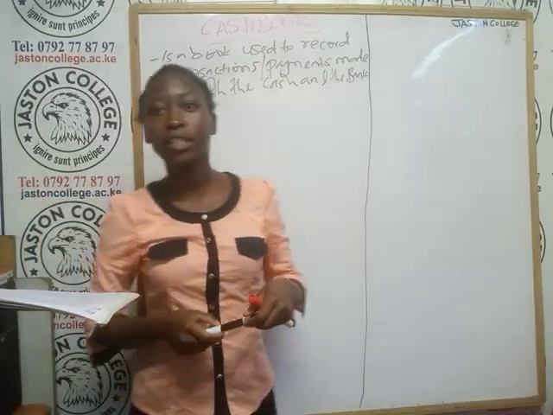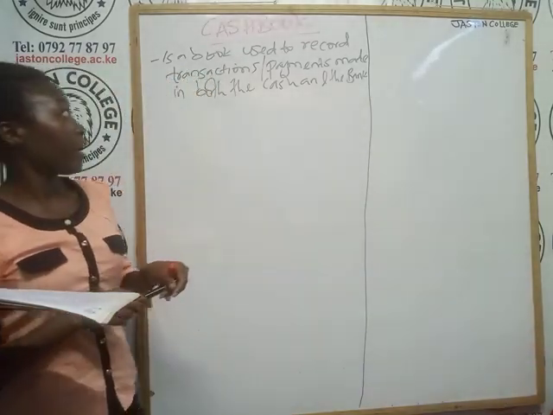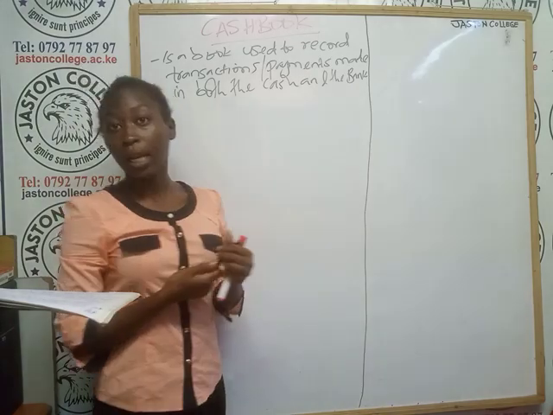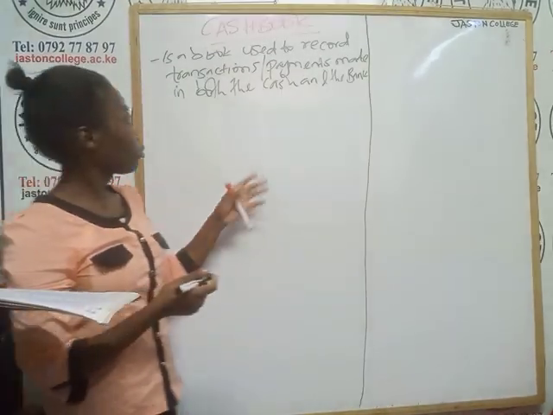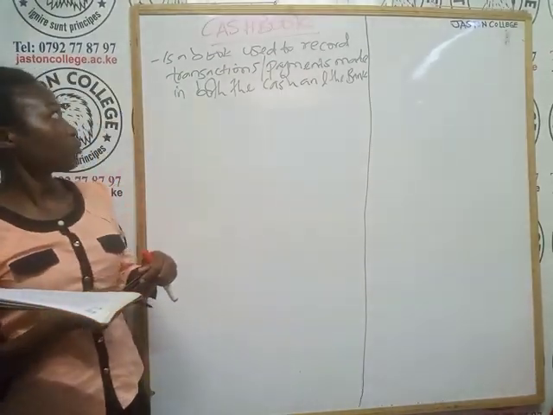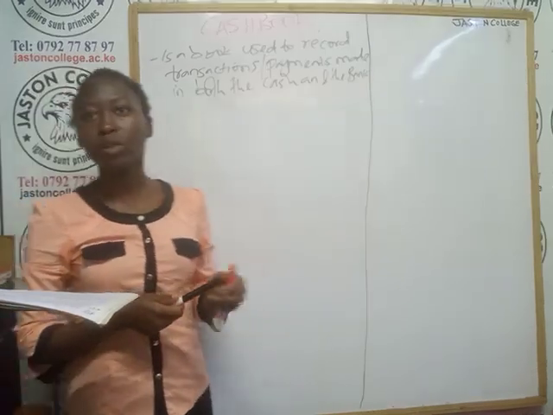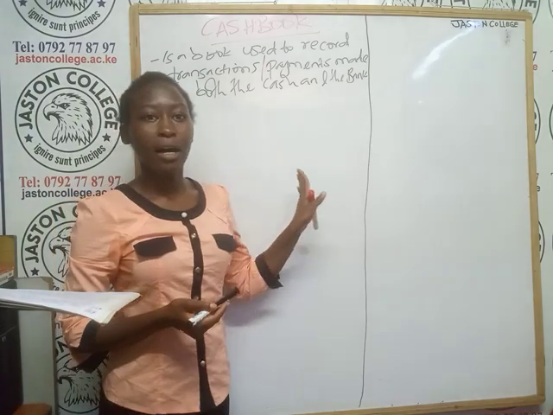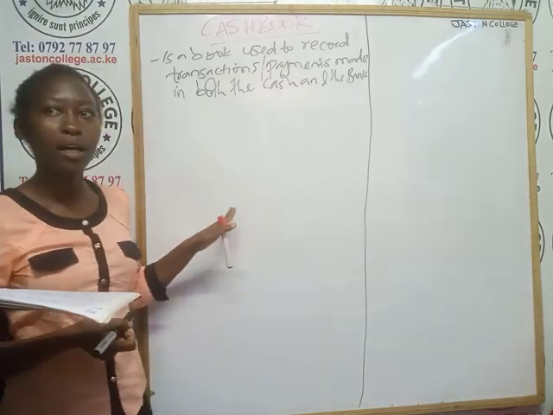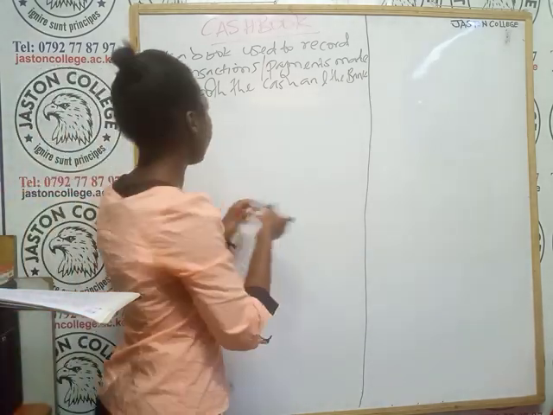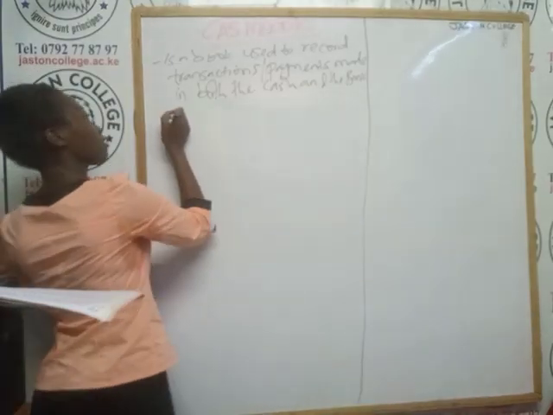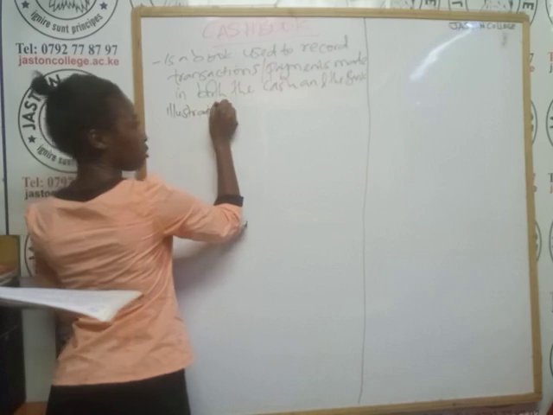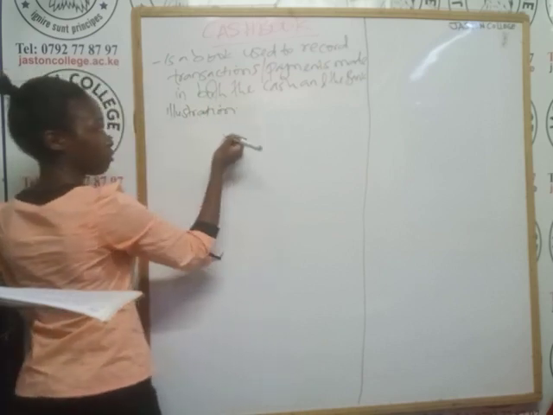So we have different types of cash book. We have the double cash book and the 3-column cash book. And today we are going to learn about how it works. The double cash book only has the cash and the bank column. So I'll make an illustration here of our cash book.